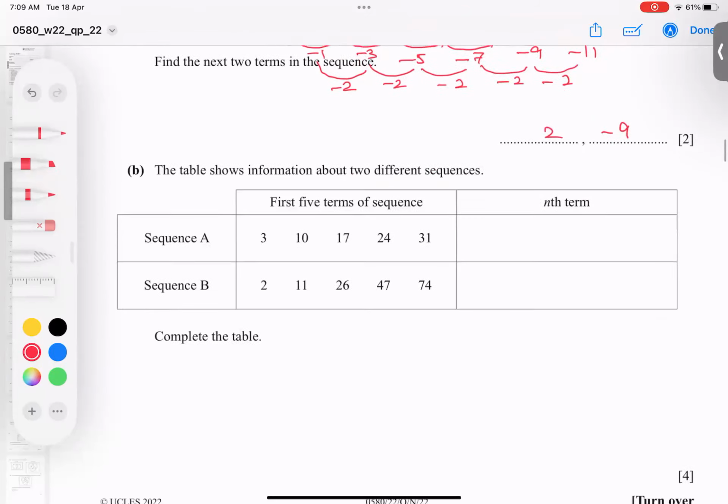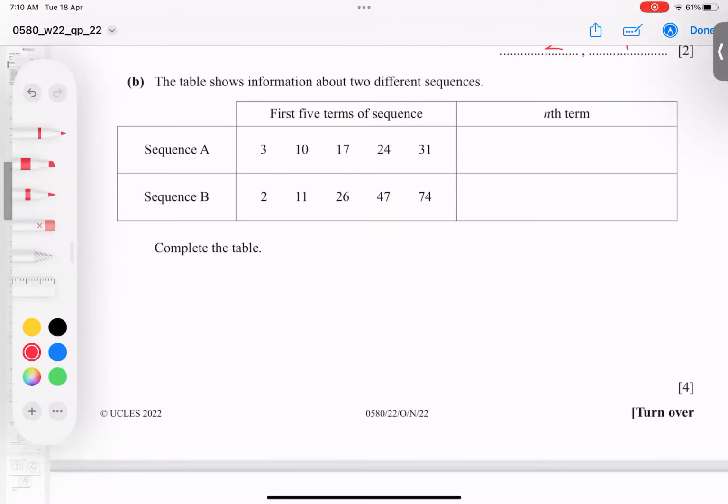What is this question here? What is the difference coming here? +7. What is the difference here? +7. How much you can get the next value? +7. How you get this value is +7. And the formula we have is Tn is equals to a plus n minus 1 times d.